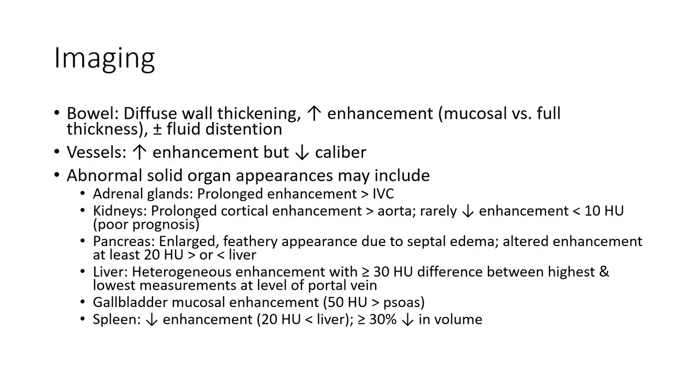Gallbladder mucosa enhancement, 50 Hounsfield units more than psoas. Spleen decreased enhancement, 20 Hounsfield units less than liver, more than 30% decrease in volume.